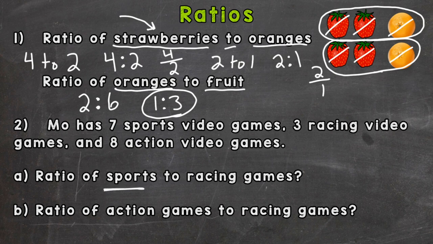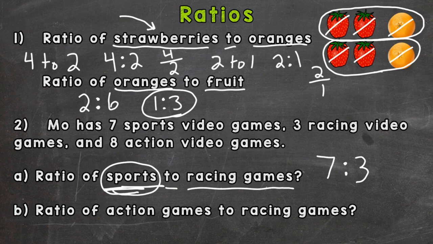And we need sports first to racing games. So how many sports games? Well, 7. And I'll use the colon again. And we are now finding how many racing games? Well, 3. Sports needed to come first because it's first in our situation. Racing comes second because it's second in our situation. So there are 7 sports games to every 3 racing games. That one is in simplest form already, so we're done.